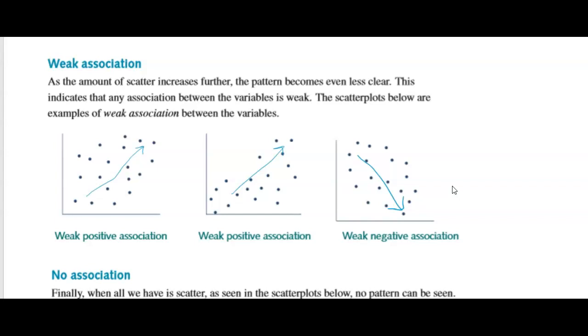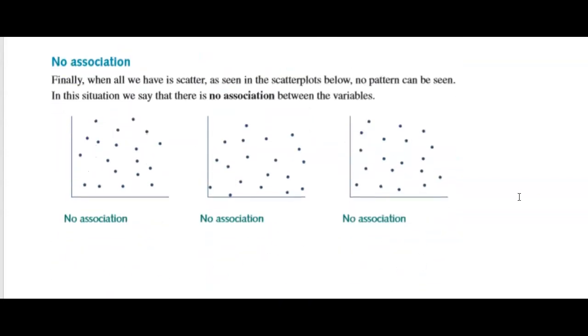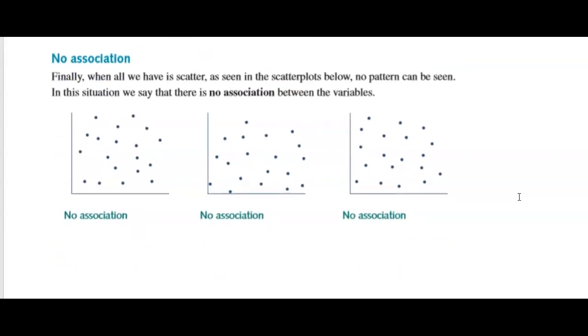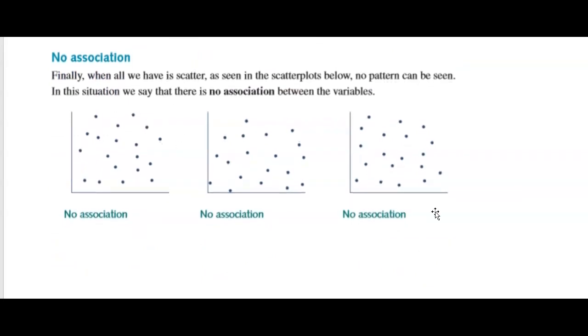And we use the correlation coefficient, which is in the next section, to understand the strength of the association. So you can look at a scatter plot and kind of guess whether it's strong, moderate, or weak, but you would calculate the R value, the correlation coefficient, to actually decide. And no association means you can't tell whether it's negative or positive.